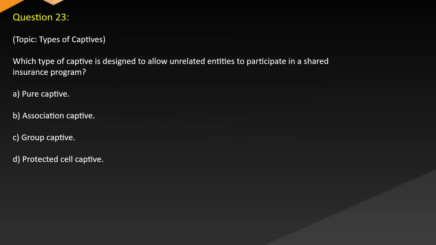Question 23. Topic: Types of captives. Which type of captive is designed to allow unrelated entities to participate in a shared insurance program? A. Pure captive. B. Association captive. C. Group captive. D. Protected cell captive.